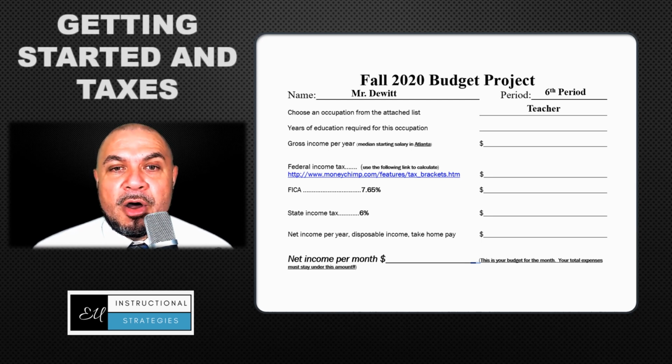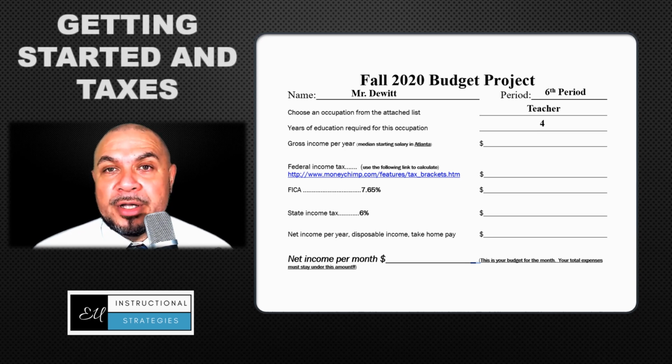For instance, on mine, I am a teacher. So therefore, I'm going to write teacher for my occupation. It takes 4 years to achieve this goal of becoming a teacher, right? The required education is a bachelor's degree. So I'll write that on the line, 4 years worth of education.